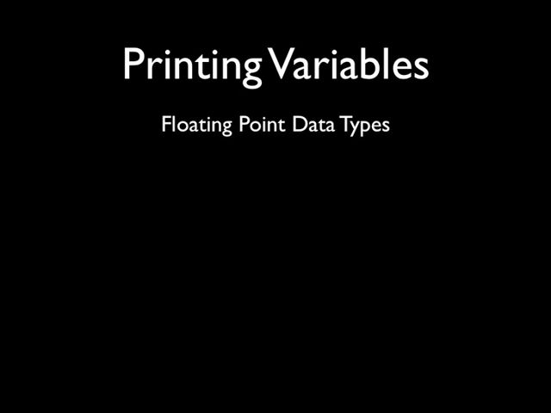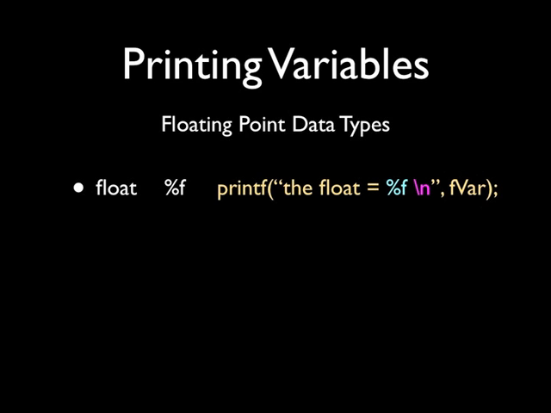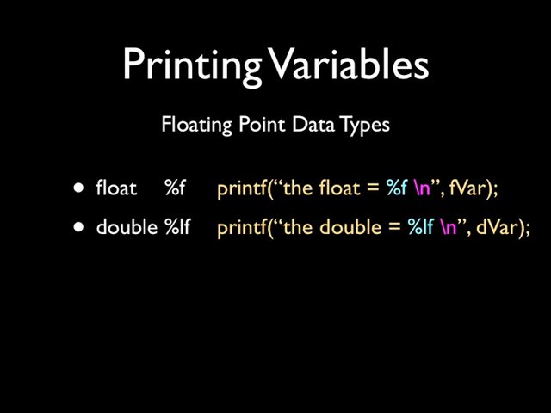Floating point data types. For float, we use %f. You can see in the example there. And for double, since this is a long float, it's twice the size as float, we use %lf. So it prints out the value of the float.